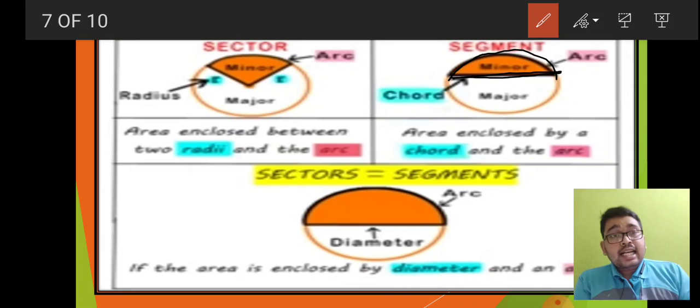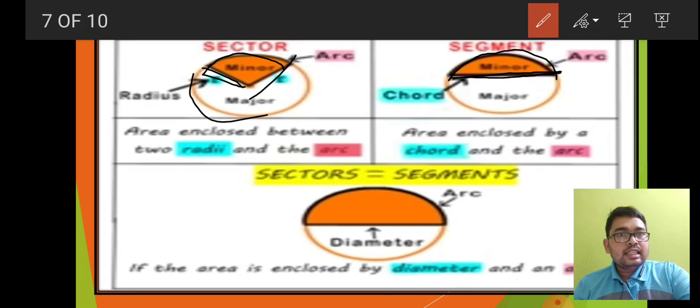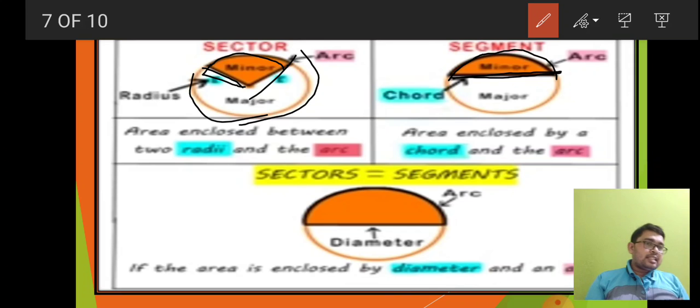But in a sector, what is happening? The area enclosed by two radii and their connecting arc. You are seeing that here the area is enclosed by two radii and their arc, and on this side also you can see two radii and their arc. So this is the sector and the segment, and you can easily differentiate them.